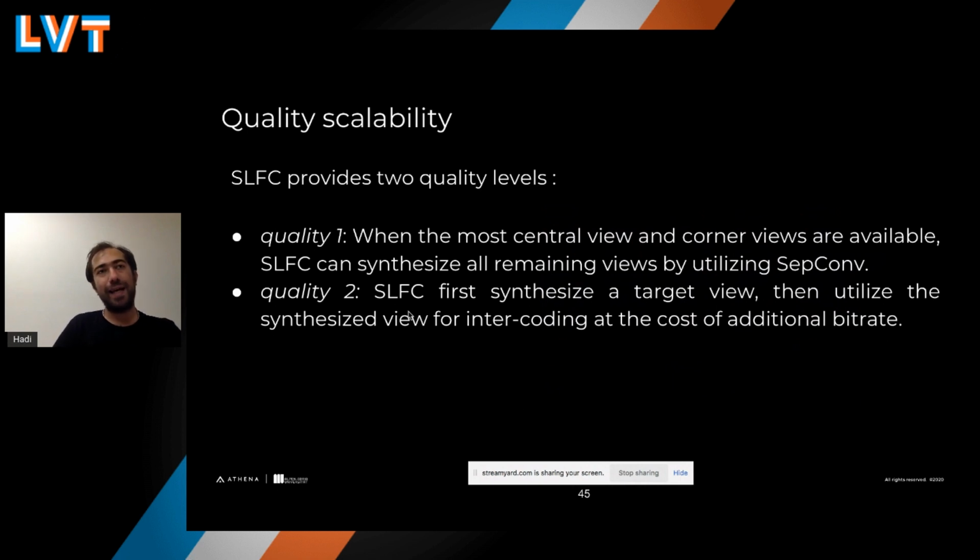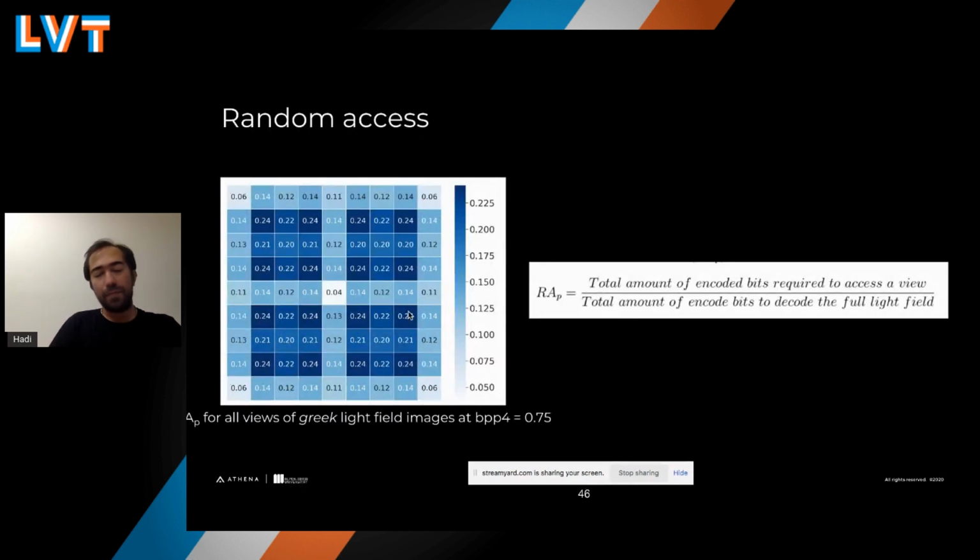Then when we synthesize an intermediate view, actually we have one quality layer. But when we do intercoding to enhance its quality using the 4 references that are introduced, we will have additional bitrate and then we will have the second layer. So we interpret this as quality scalability. If we do only video interpolation, we will have the first quality layer. But if we do intercoding using the references, then we will have the second quality layer.